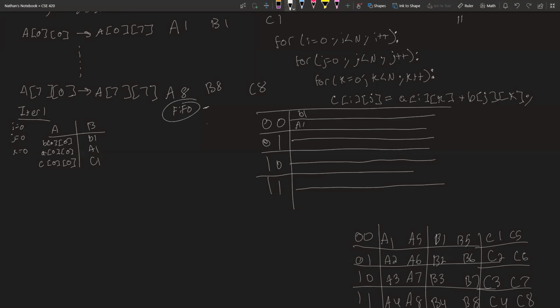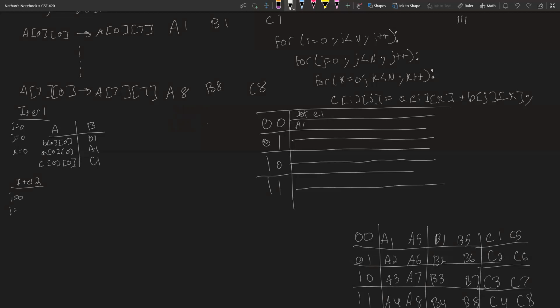But I'm going to use FIFO for this example. So in this case, put in C1. Well, B1 is going to be evicted first. So go ahead, that's a miss still. But that's how the cache looks for now. Now we're going to do iter 2.